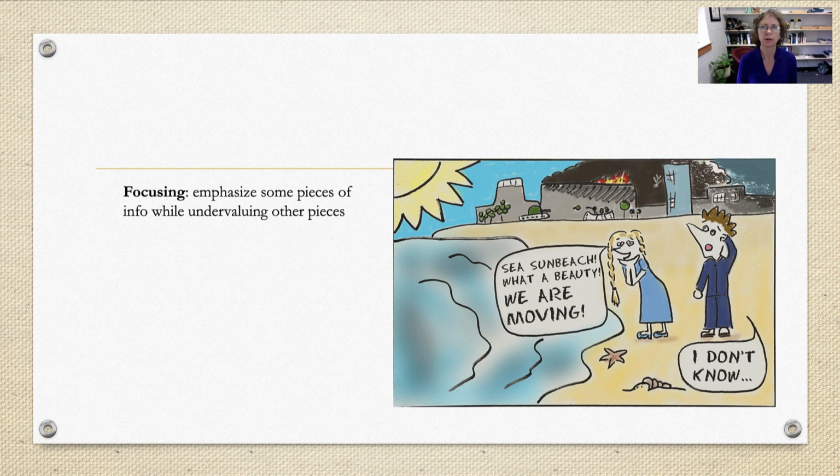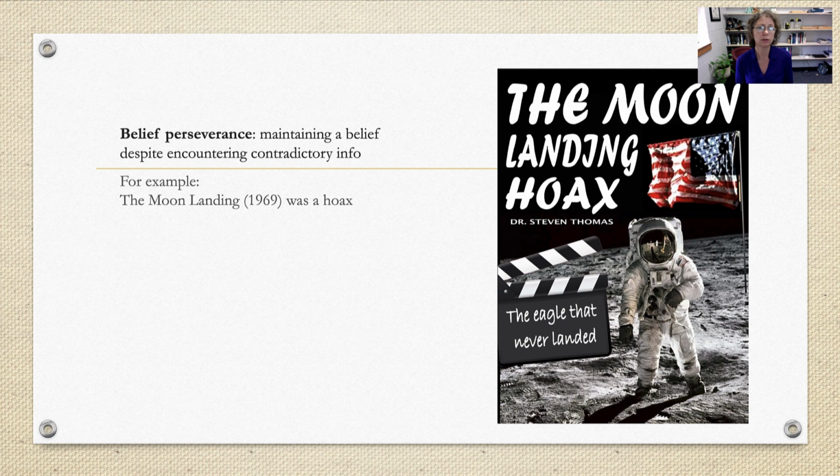And a last one called belief perseverance. This is when we maintain a belief despite encountering contradictory information. So it would be like believing that the moon landing was a hoax. This would be really believing that thing, that it didn't happen, when there's so much contradictory information saying that yes, it really did happen.